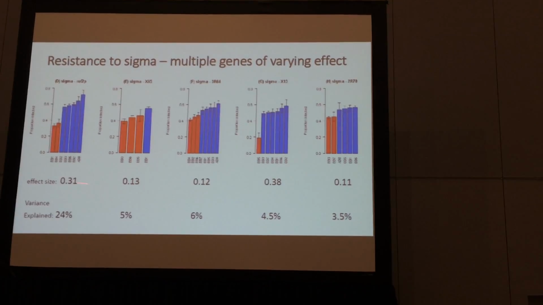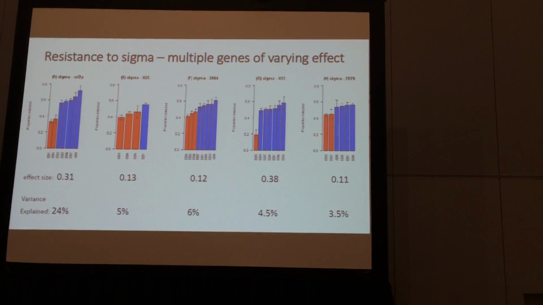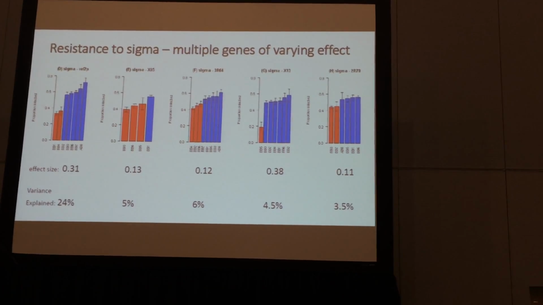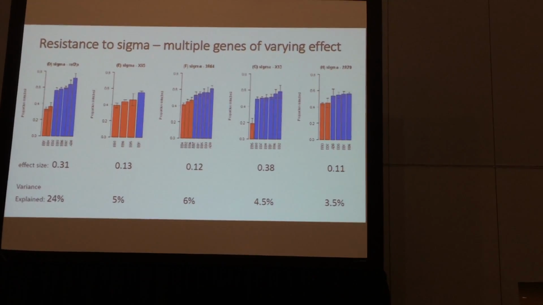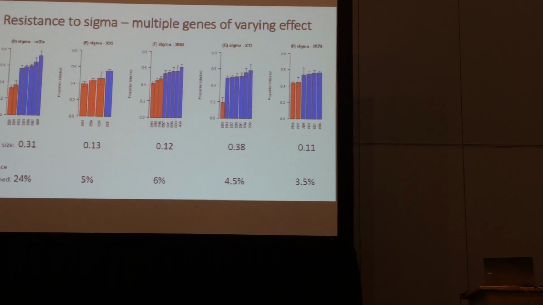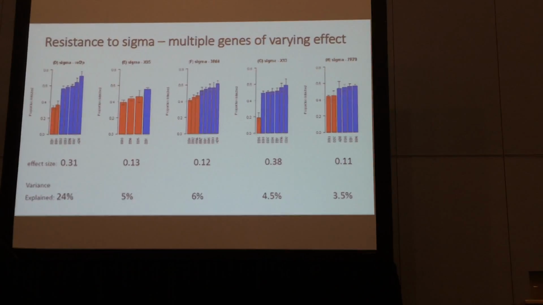The effect size for REF2P is 0.31. That means that the difference in the proportion of flies that become infected after being injected with this virus is 0.31 between the resistant group and the susceptible group. So it's a huge effect size, right?